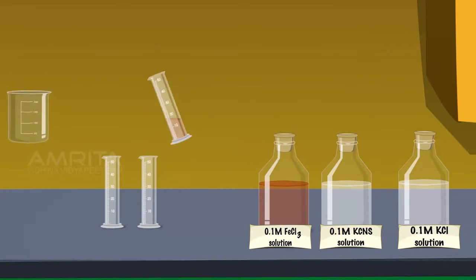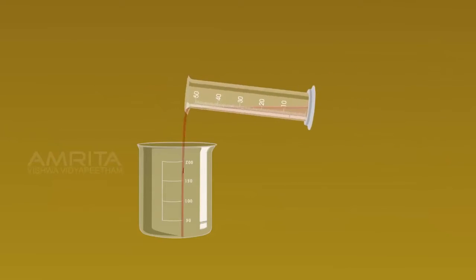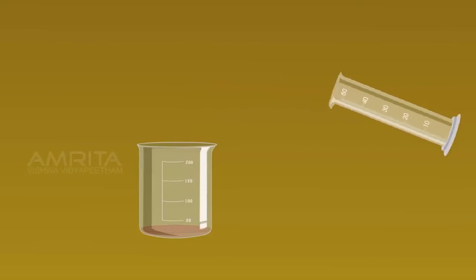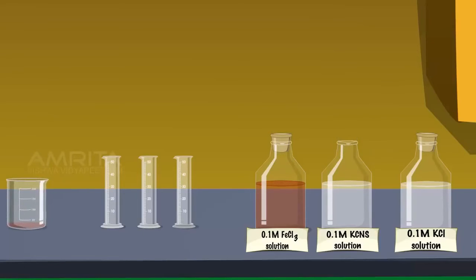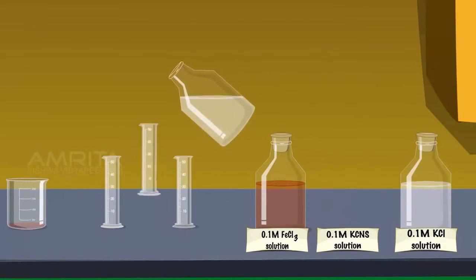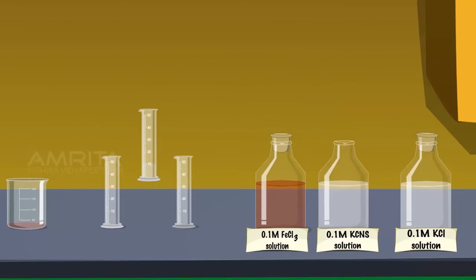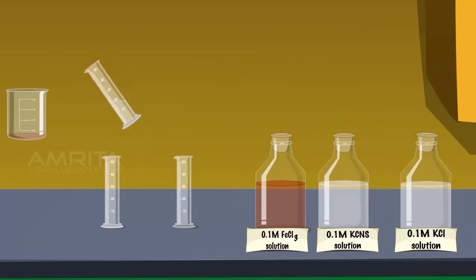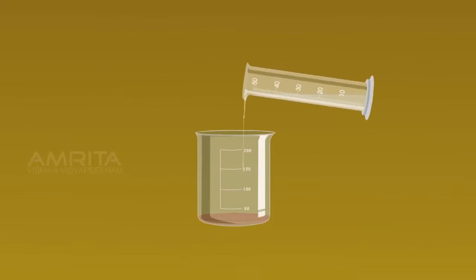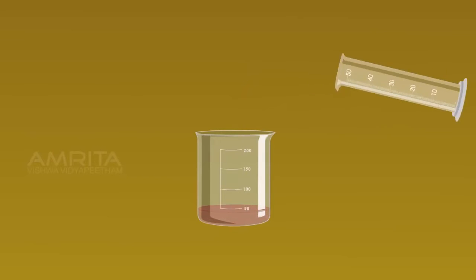Pour it into the 250 ml beaker. Take 10 ml of 0.1 molar potassium thiocyanate solution in another measuring cylinder. Pour it into the beaker containing ferric chloride solution. A deep red color is obtained due to the formation of ferric thiocyanate complex.